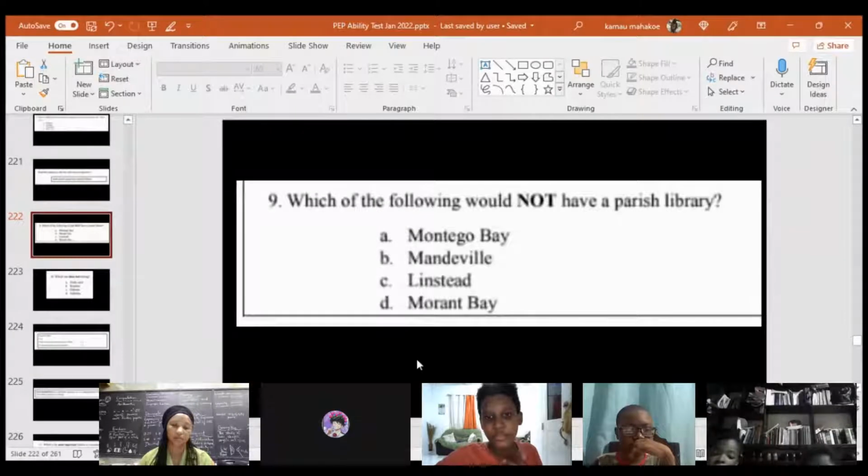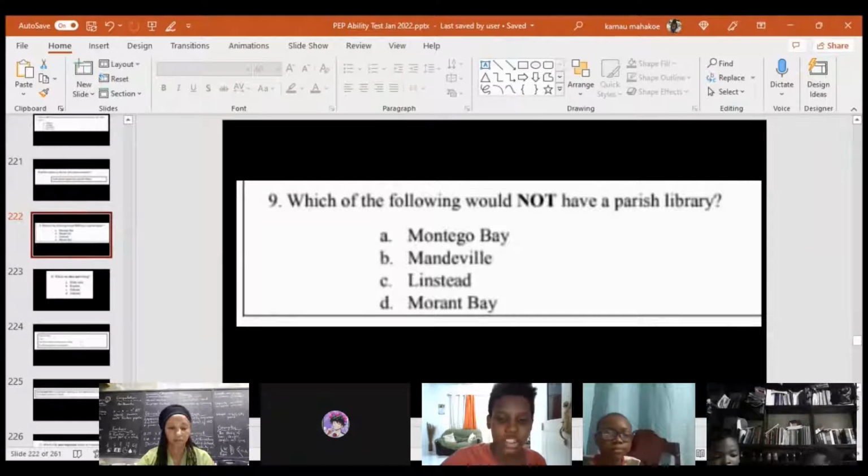Number 9. Which of the following would not have a parish library? A. Montego Bay, B. Mandeville, C. Linstead, or D. Morant Bay? Miss, I would have C. Linstead, because it is not a parish capital in Jamaica.